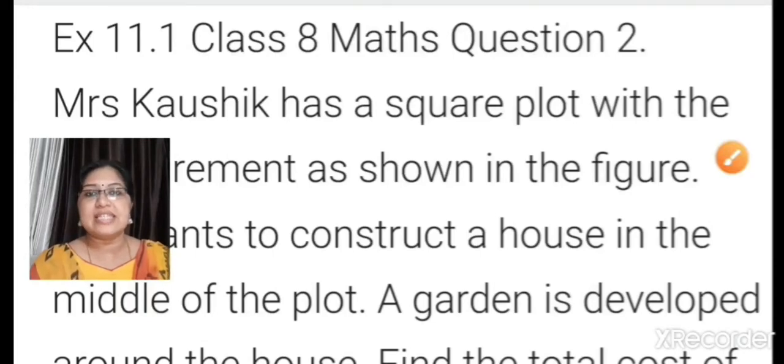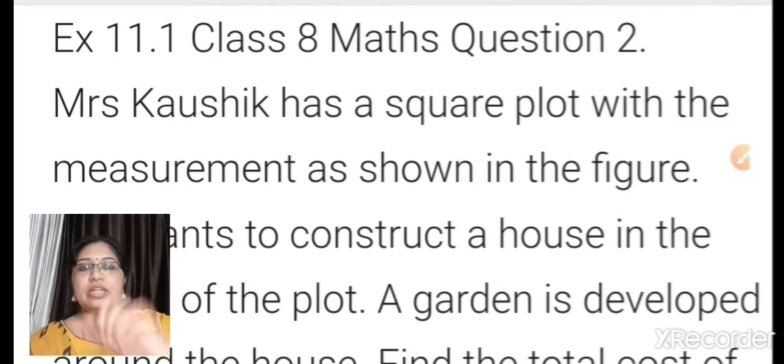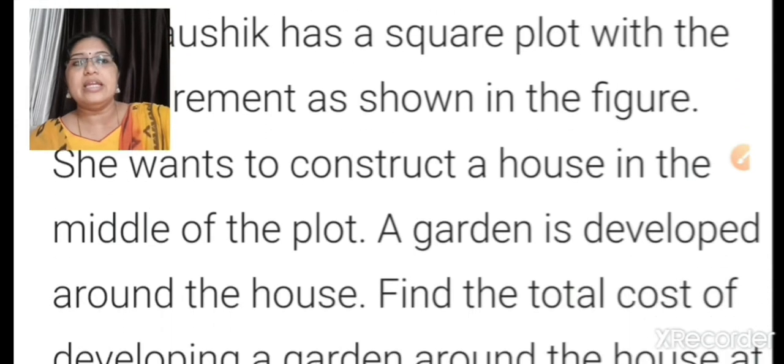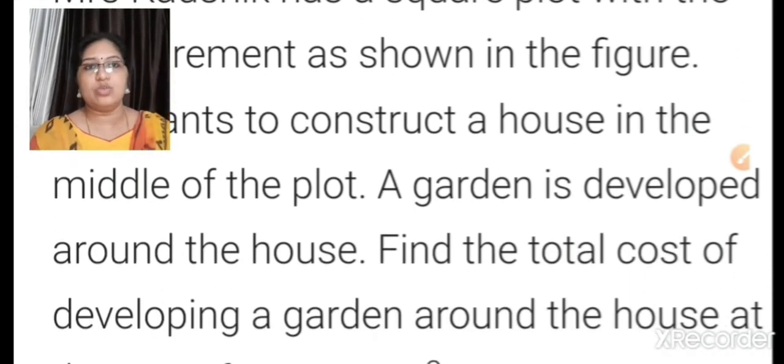Children, exercise 11.1, question number 2. Let us read the question. Mrs. Kaushik has a square plot with a measurement as shown in the figure. And she wants to construct a house in the middle of the plot. A garden is developed around the house.